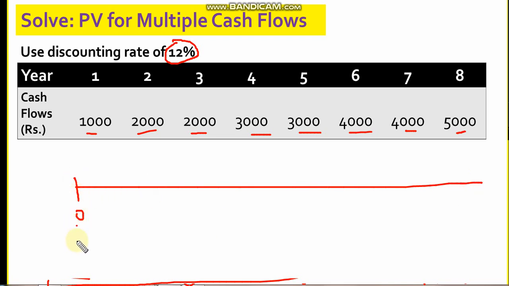At time 0, I have to calculate the present value. At the end of year 1, how much is my cash flow? My cash flow is 1000. At the end of year 2, how much is my cash flow? My cash flow is 2000.